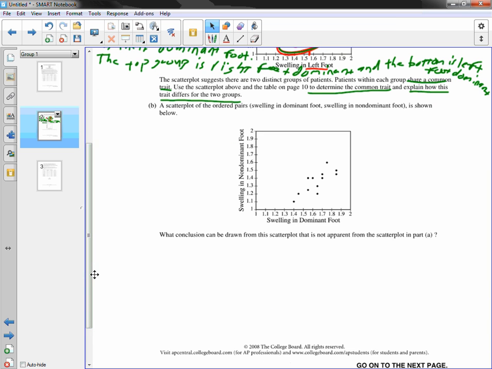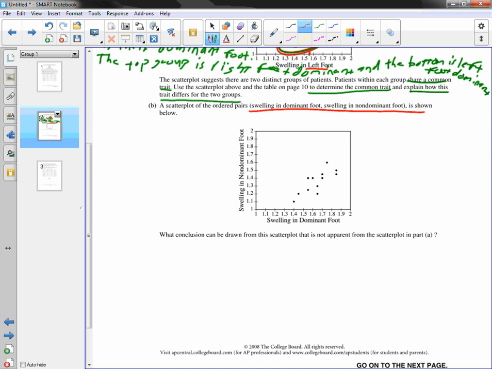Okay, and then part B maybe could have helped you a little bit because it says a scatter plot of the ordered pairs, swelling in dominant foot, swelling in non-dominant foot, is shown below. See, once they start breaking this thing up based on dominant foot, no longer left and right, that could have been your clue to part A, okay, that there was some type of connection that dealt with the dominant foot. So maybe you could have gotten a little clue from that and gone back and worked on a few things in part A.